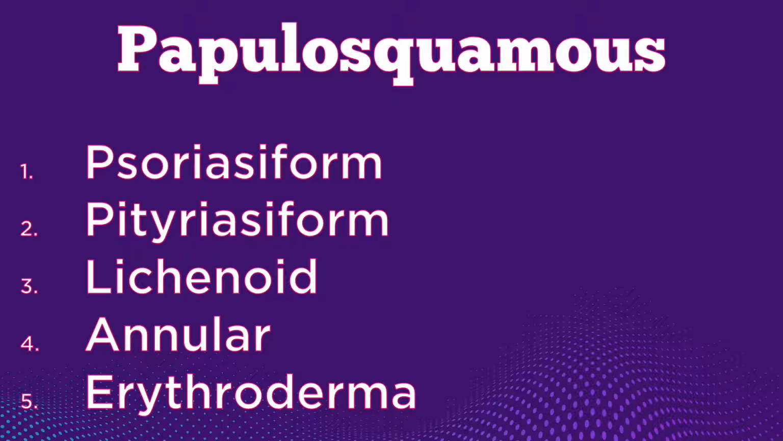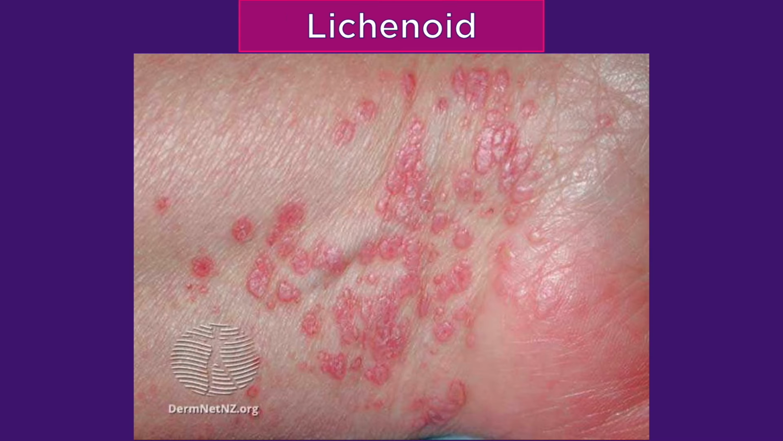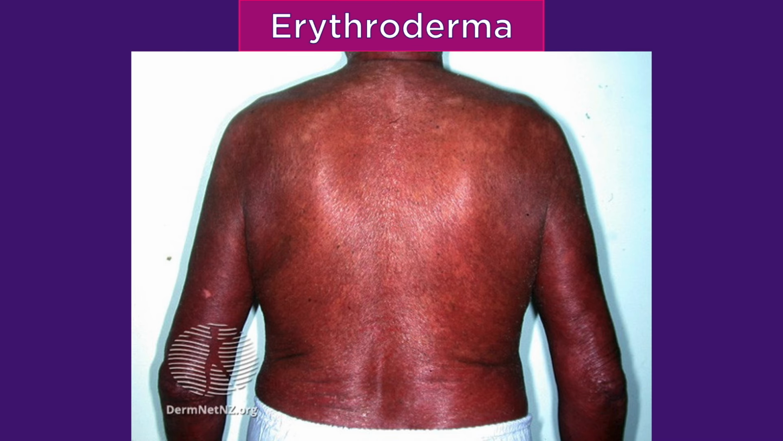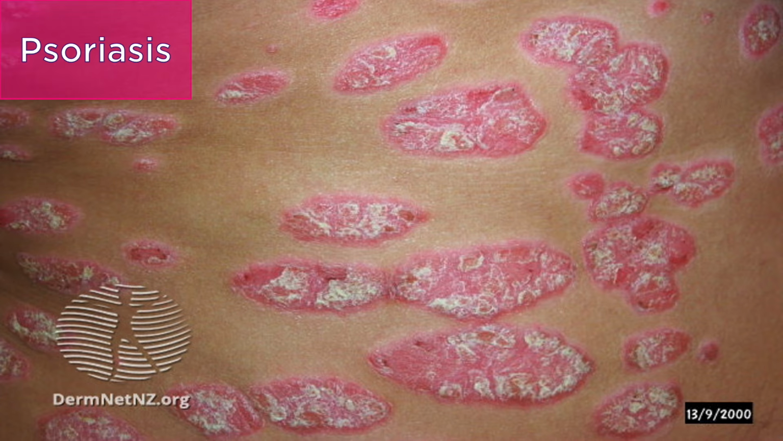We further break papulosquamous rashes into 5 broad categories. 1. Psoriasiform, which resembles psoriasis. 2. Pityriaciform, which resembles Pityriasis rosea. 3. Lichenoid, resembling Lichen planus. 4. Annular, such as Tinea corporis. And 5. Erythroderma, which has many causes that we'll go into. Today we'll discuss the prototype for psoriasiform disorders, psoriasis.